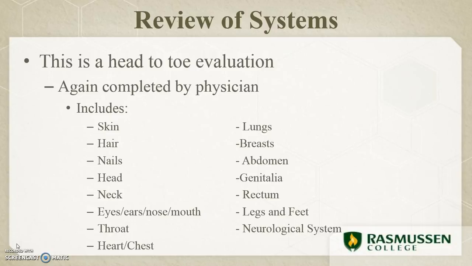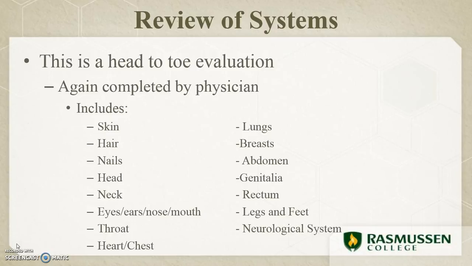Those will include the systems of the skin, hair, nails, head, neck, eyes, ears, nose, and mouth and throat, the head, the heart and the chest, the lungs, breasts, abdomen, genitalia, rectum, legs and feet, and the neurological system. So let's talk about those. So with the skin, the physician will inspect and palpate the skin. This will indicate the patient's nutritional level and their hydration level.